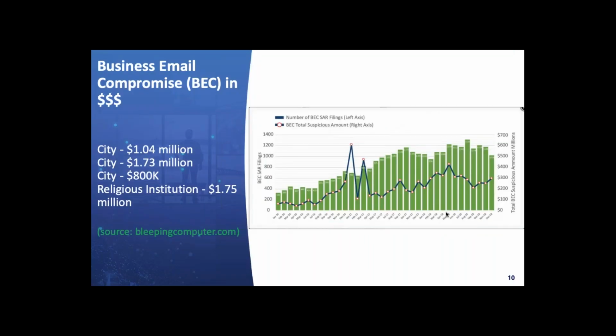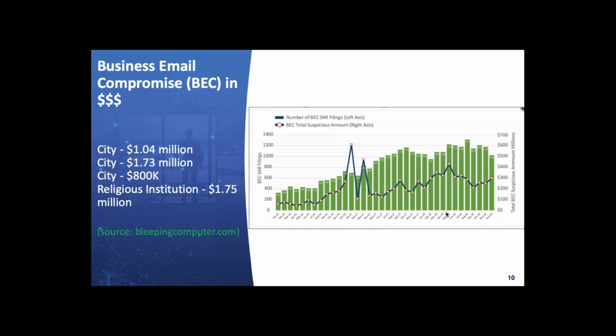But what's more critical is the numbers behind this, right? Sometimes the statistics aren't enough, but here are the dollar amounts. Business email compromise could be along the phishing lines, but it could also be the actual compromise of an email server. If you look here, cities lost anywhere between $800,000 and $1.73 million because of business email compromise, right? And it's not just cities; it's going to be any type of organization.